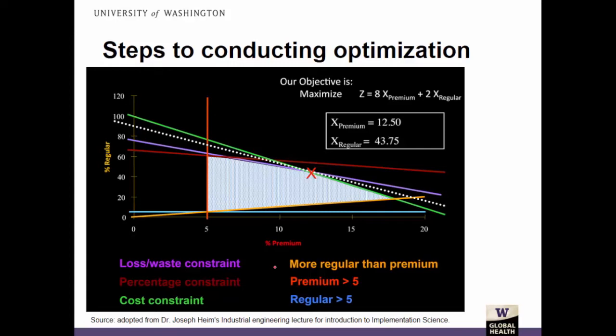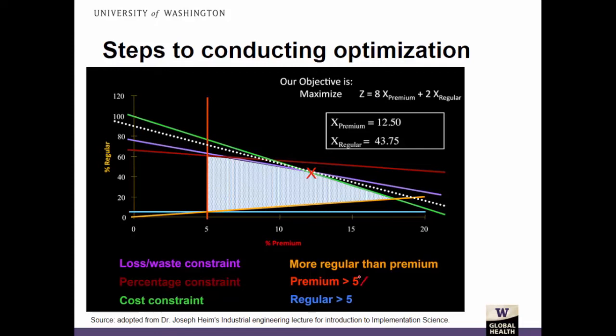So we need to create more regular gas than premium. That could be set by our bosses, or it could be set by the market or something, right? We can't create more premium than regular. So that's just a constraint. Because if you knew nothing and I told you make $8 for a premium gallon of gas and $2 for a regular gallon of gas, you would just produce all premium, because why would you take the $2 when you could take the $8, right? We also need to create more than 5% premium.